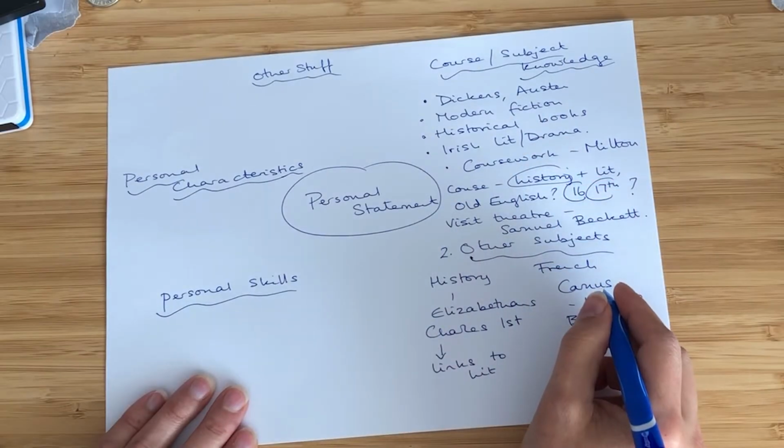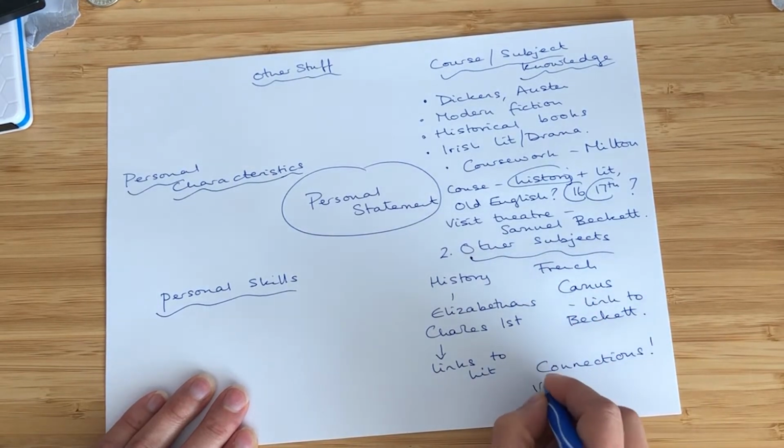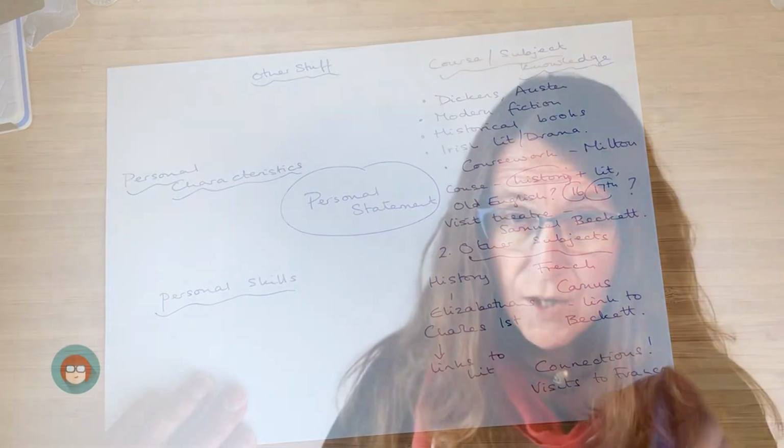I also study French, so I've put that down here, and we've been doing a novel and some short stories by Albert Camus, and I can cross-reference this with my earlier point about Beckett, and talk about the philosophical movement in the mid-20th century that Camus was involved in, the existential movement. And we could talk about that literature there, cross over to my English literature, and show that I have made connections across my subjects.